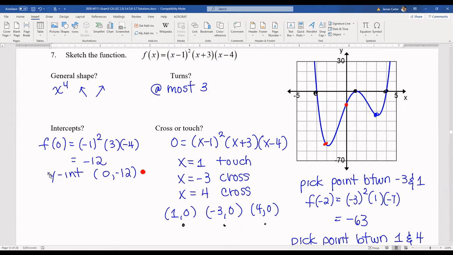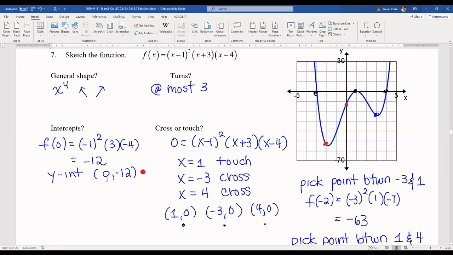Okay, for our intercepts, if we let x be 0 in all of these, then we'd have -1 squared times 3 times -4. Okay. And that would give us a value of -12. So our y-intercept in this case is -12. Notice our scale here. This is not the same scale up and down as it is sideways. Each one of these squares is 10.